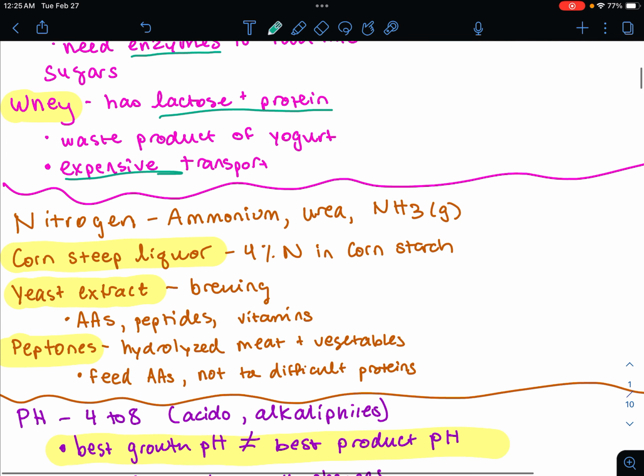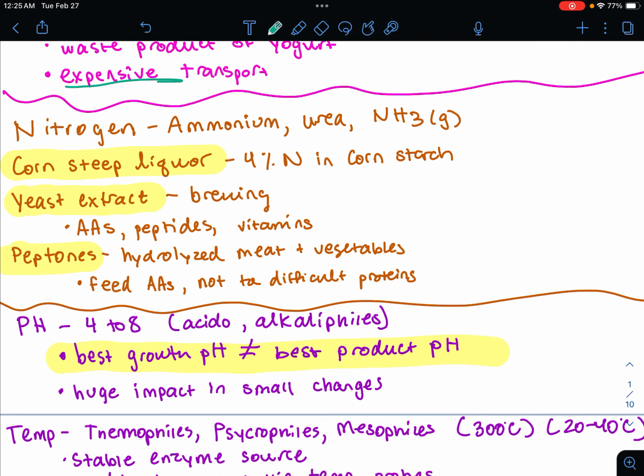Alright, nitrogen sources. We could have ammonium salts, urea, and gaseous ammonia, or NH3. We're going to find nitrogen in corn steep liquor, autolyzed baker's yeast, and peptones. So let's go back to corn steep liquor. This is a product of cornstarch production, and it has a 4% nitrogen content.